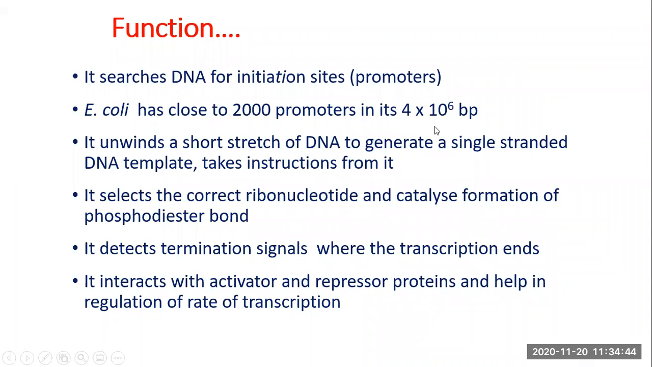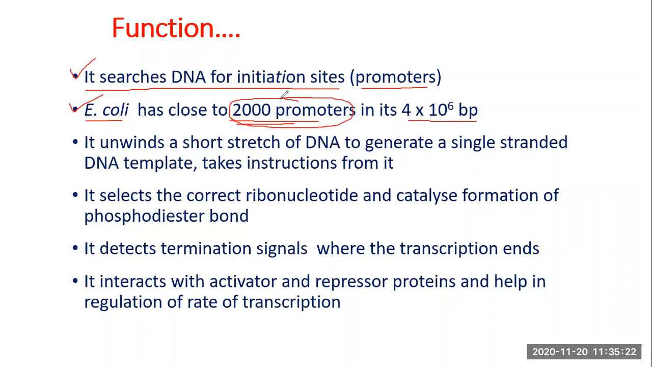So bacterial RNA polymerase, what are its functions? Its functions are that it searches the DNA for initiation sites, the promoters. It is the responsibility of this enzyme to identify, to recognize the promoter. And a small genome, the one which is present in E. coli, may have as many as 2,000 promoters. See, the genome size of E. coli is 4 into 10 to the power 6, so it is almost 1,000 times less than that of the human genome. But such a small genome also has close to 2,000 promoters. So it is the responsibility of RNA polymerase to identify the promoter.